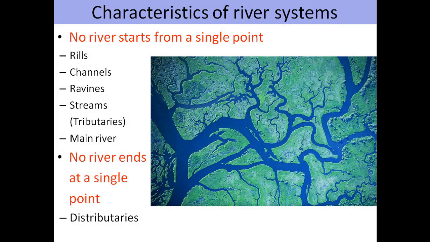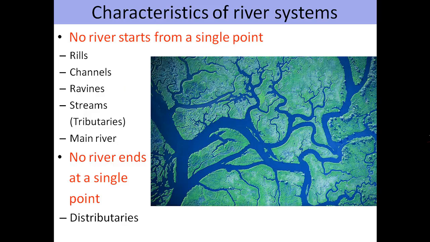From its origin till the destination, river undergo different stages. Now remember one thing, no river starts from a single point. If you see the satellite image, there are small rills and channels. They combine to form a large river. So these are some of the important parts of river system. Rills, channels, ravines, streams, they are called tributaries. They combine to form the main river.